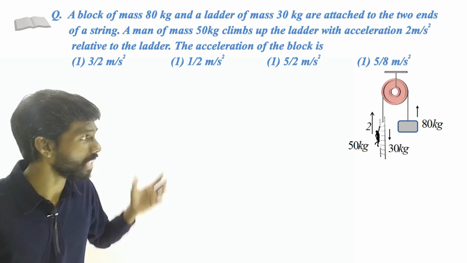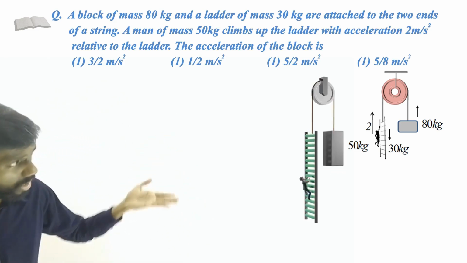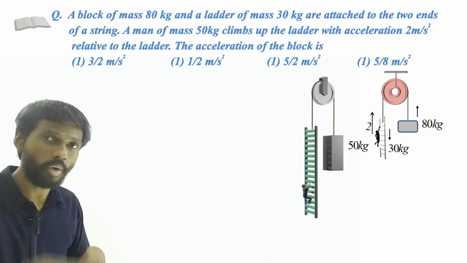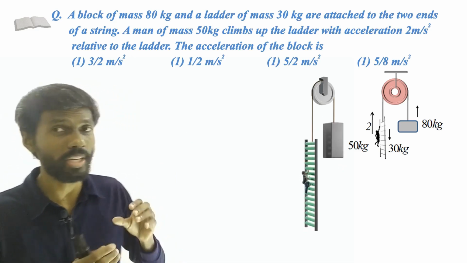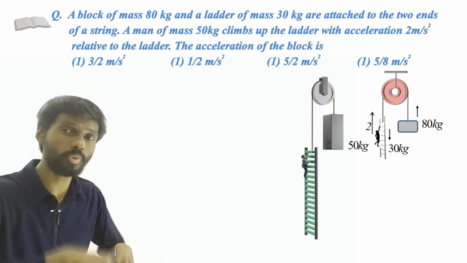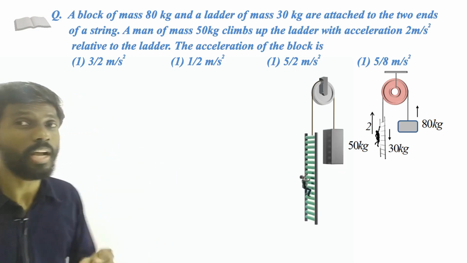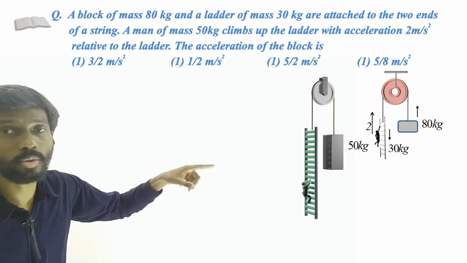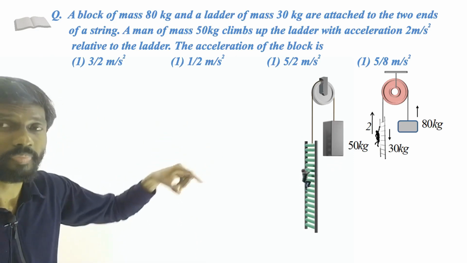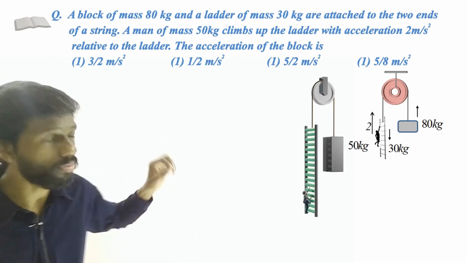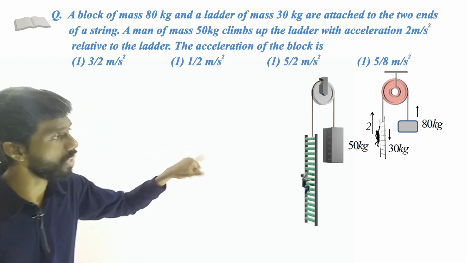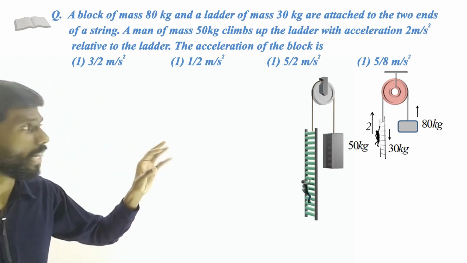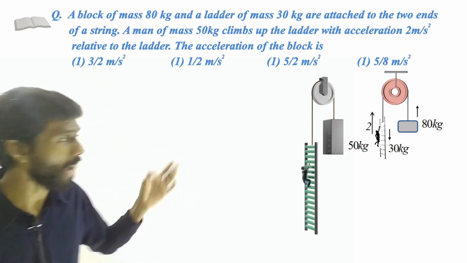But the man starts climbing now, right? So how will he climb? He applies a force on the ladder in the downward direction. That is the normal reaction between him and the ladder. He applies force in the downward direction, so he moves upwards, and the ladder moves downwards, right? Now the ladder is directly attached to the block with the string. That means the acceleration of the ladder is the same as the acceleration of the block, but in the opposite direction. So the acceleration of the ladder and the block are the same, but the man has a different acceleration.